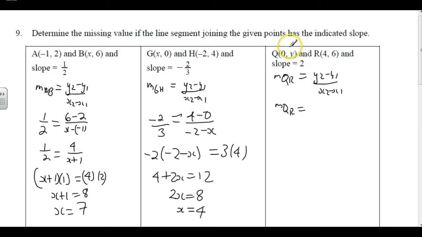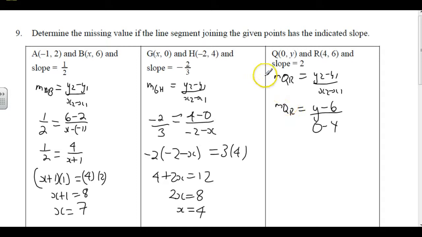Now I'm going to do things in a little different order because it's nice if I have my variable first. So if we go y minus 6, I make this y2 and this y1. We'll get y minus 6, a nicer expression, easier to solve, and we'll get 0 minus 4.